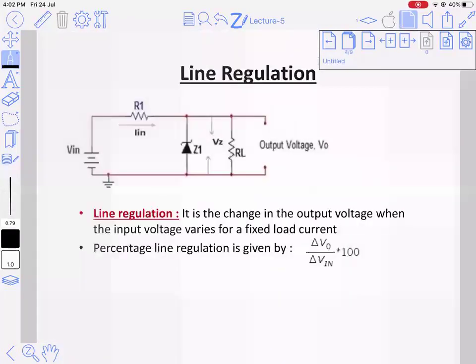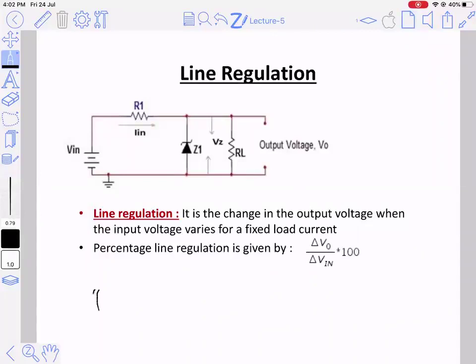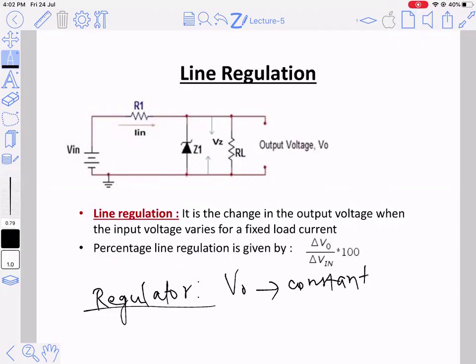So we have seen in the last lecture the two parameters that we talk about when we talk about regulation. The first parameter is line regulation. The next parameter is load regulation. What was the definition of a regulator? My V naught has to remain constant despite changes in two things: one is load current, and the other is the line voltage or input voltage.